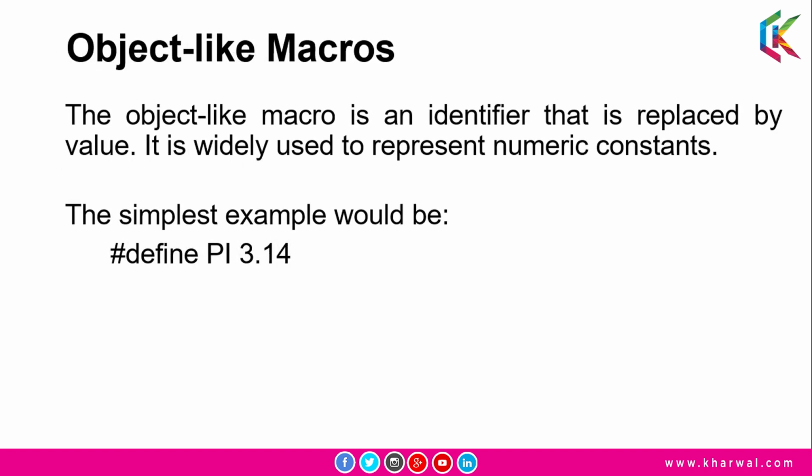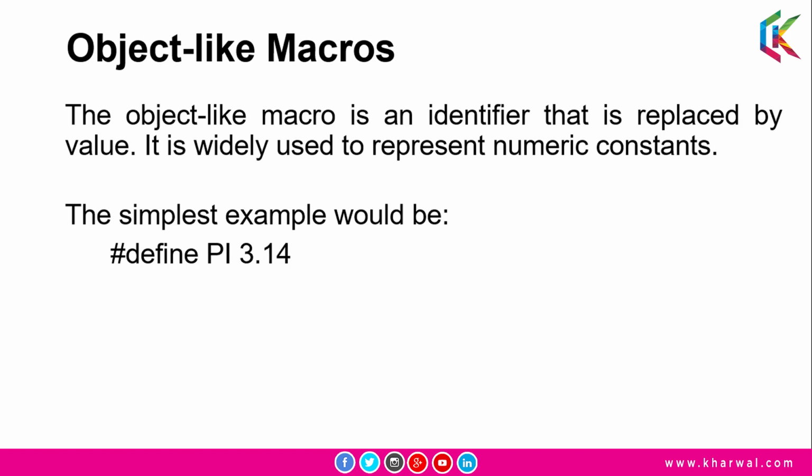The object like macro is an identifier that is replaced by the value, and it is widely used to represent numeric constants or symbolic constants. So this is the example of object like macros where we use the hash define directive, and pi is a macro template and 3.14 is a macro expansion or macro value. So here pi is the macro name which will be replaced by the value 3.14. So I hope it is clear to you.